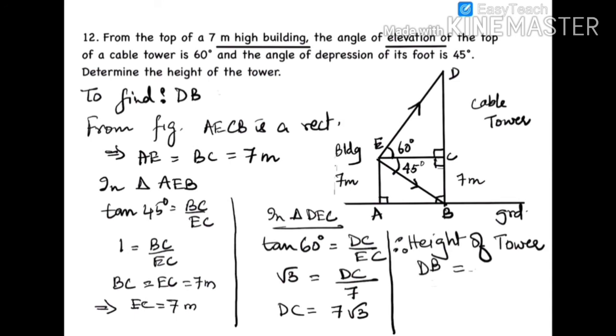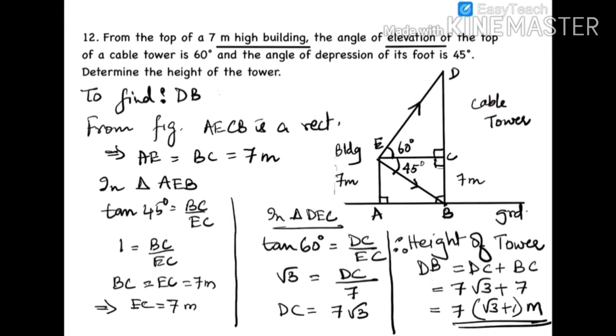So the height of the tower DB is equal to DC plus BC. DC is 7 root 3 and BC is 7. Taking common, we get 7 times root 3 plus 1 meters as the height of the cable tower.